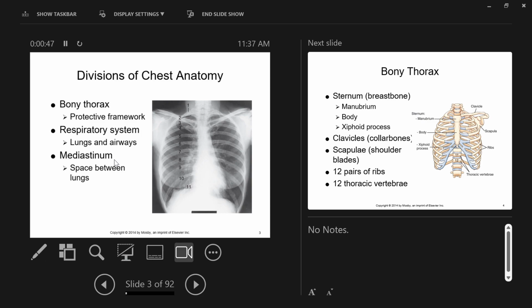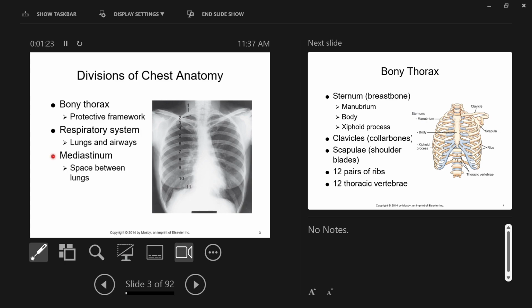The first way to do this, because it's going to get complicated, is you need to learn the first three divisions. The bony thorax is the protective part of the chest. It's the protective framework. We'll talk about each of these separately, so let's just get them down. Bony thorax. The respiratory system includes the lungs and airways. And the mediastinum refers to the space between the lungs.